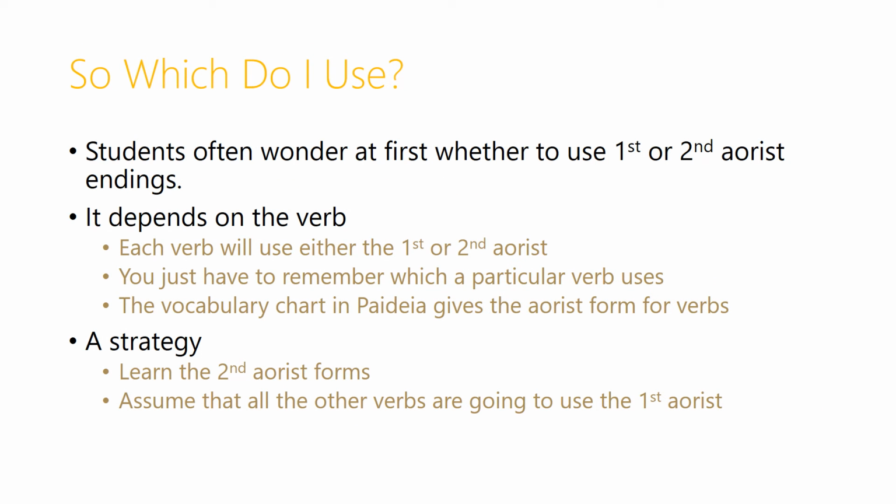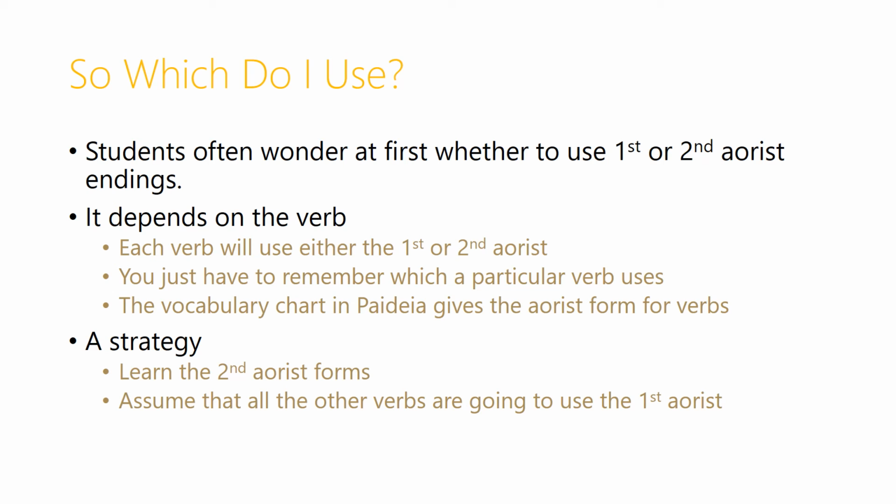So which do I use? Students often wonder at first whether to use the first or second aorist endings. And the answer is that it depends on the verb. Each verb will use either the first or the second aorist. You just have to remember which verb uses which kind of aorist. And the vocabulary chart in Paideia gives the aorist form for verbs. So if you forget, you can look it up on the vocabulary chart.